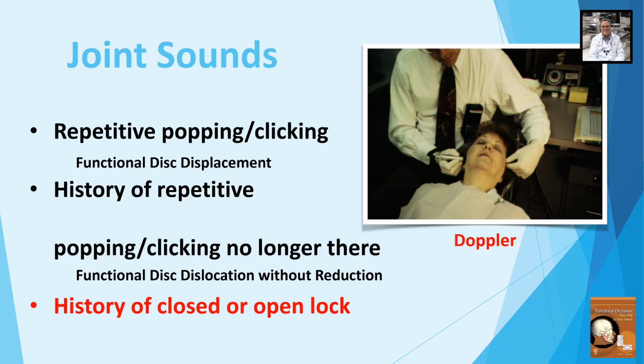And then we'll ask them if there's a history of a closed or an open lock. If there's a history of a closed lock of reasonable duration, then that could tell us that at one point that had functional dislocation without reduction. And if they locked open and they couldn't close, then that might be an indication of something we call TMJ dislocation, when the condyle goes way over the eminence and can't recapture back.